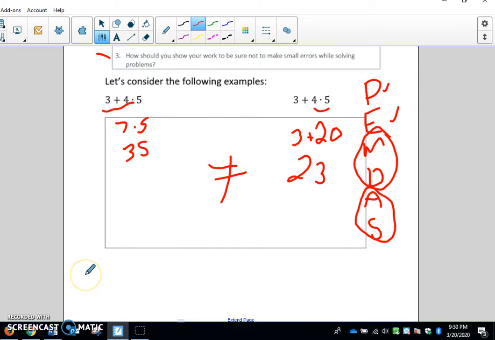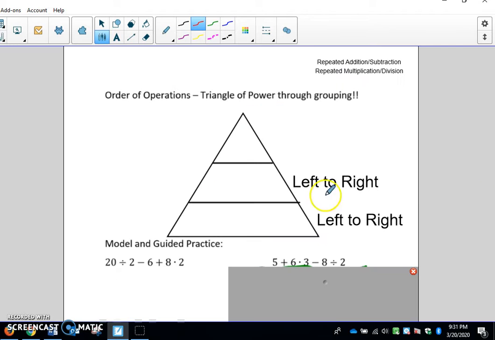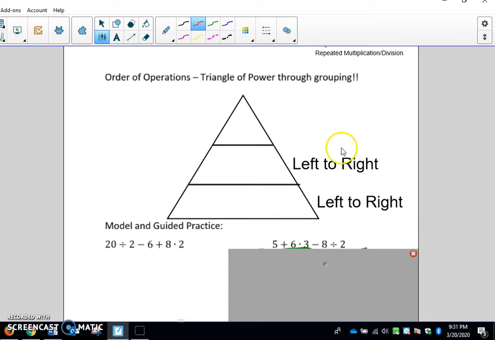And so I'm going to give you something to think about as we build on this idea of evaluating expressions using the order of operations. With that in mind, let's talk about it. If you get to this next slide here, this is what I'm calling the triangle of power through grouping.